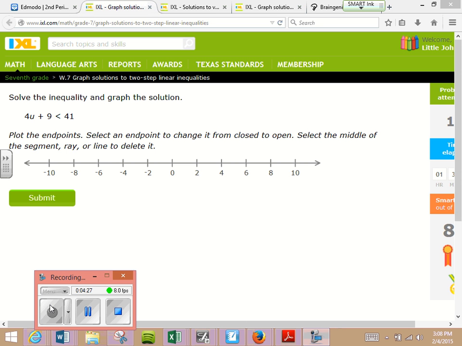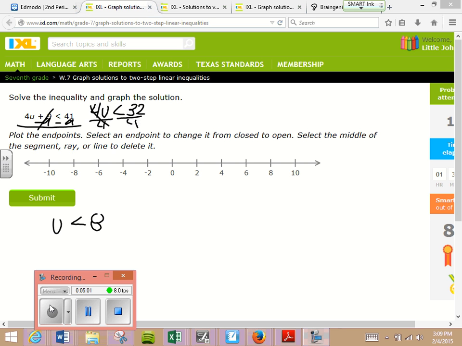9 of spades. What did you get? U is less than 8. So minus 9, minus 9. 4U is less than 32. Divided by 4, U is less than 8. Good job. Come over here.